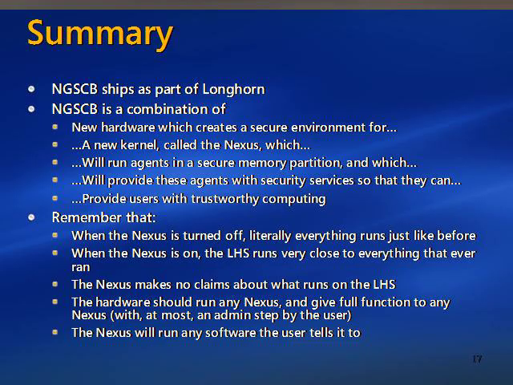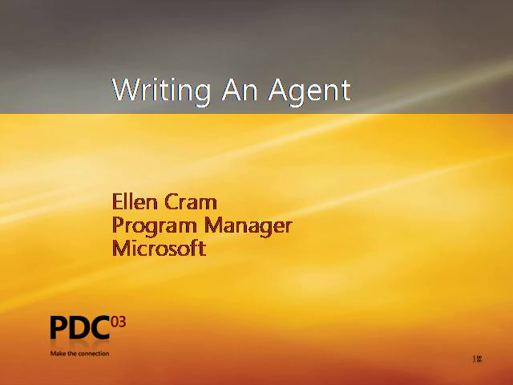Most importantly, at least because I work on the Nexus, it's the Nexus, which is this new kernel. It lets you write these new applications that we're calling agents. And by writing these agents and relying on the services that the Nexus provides, we can provide trustworthy computing. And when the Nexus is turned off, everything that runs in Windows today continues to run. And when the Nexus is booted, almost everything, well behaved anyway, continues to run on the left just as it always has. And the Nexus will run any code that the user tells it to. Simple as that. And now, I'm going to hand it over to Ellen Cram.